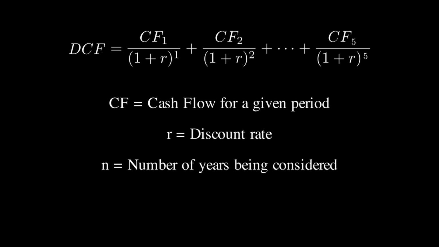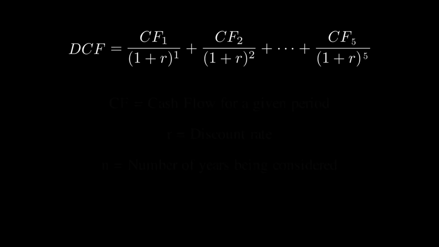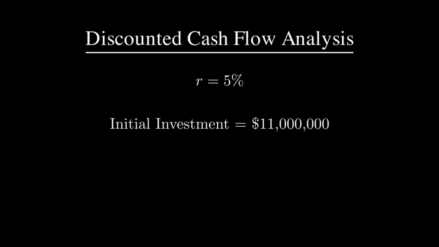Now, let's say a company wants to invest in a certain project and use discounted cash flow analysis to determine if the project is worth undertaking. Typically, companies use the weighted average cost of capital as the discount rate, which we'll assume is 5% for now. Let's also say the initial investment is $11 million and the project will last for 5 years, so N equals 5.